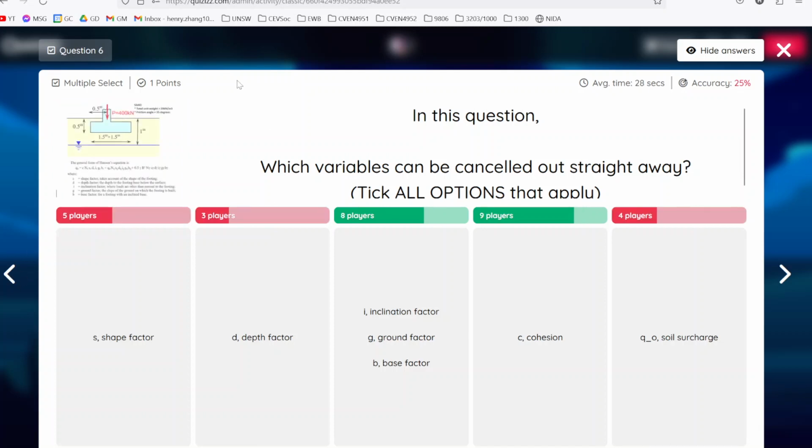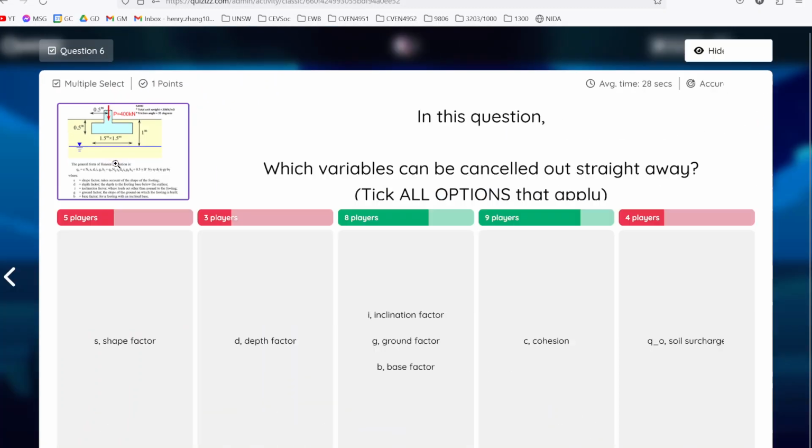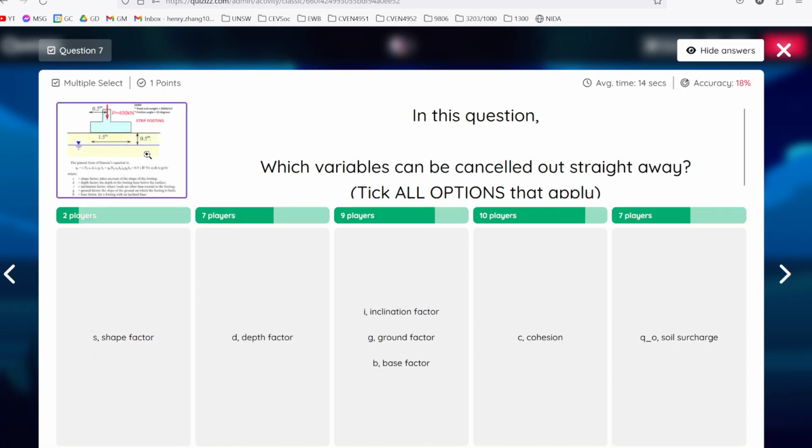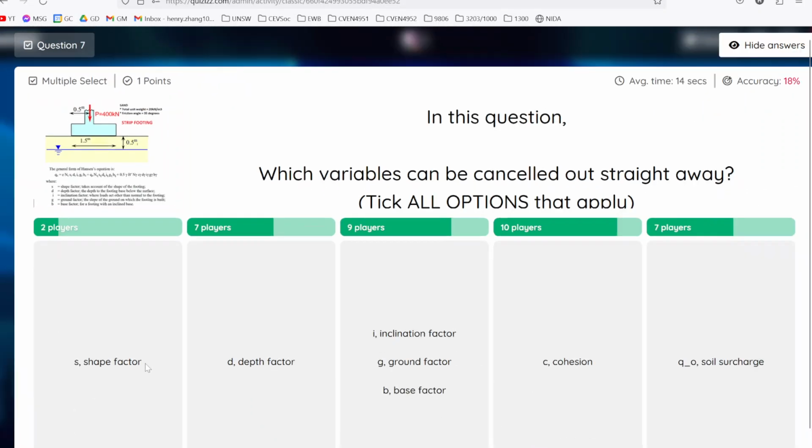Before, we were dealing with an individual footing, right? So that's a square footing that's 1.5 by 1.5 meters. In this case, we're dealing with a 1.5 meter strip footing. So strip footing is like this, it runs into the page. And the good thing about strip footings in the Hansen equation is that all the S factors cancel out and become 1. Got it? So that's why S cancels out for strip footings.